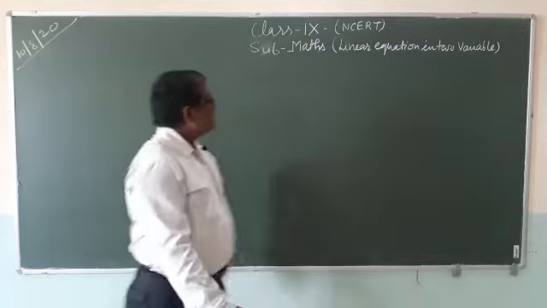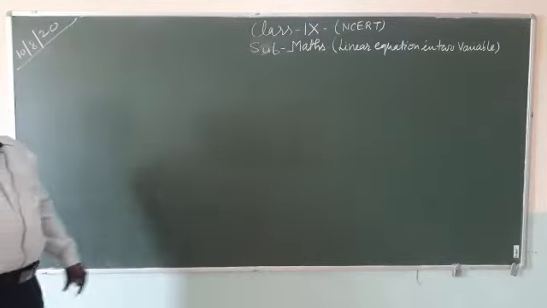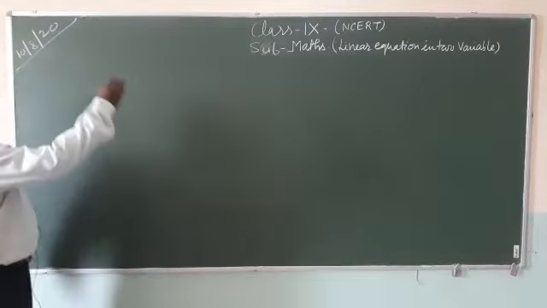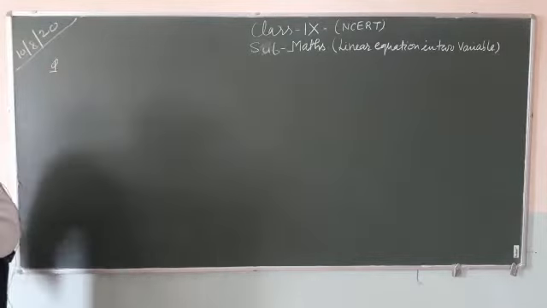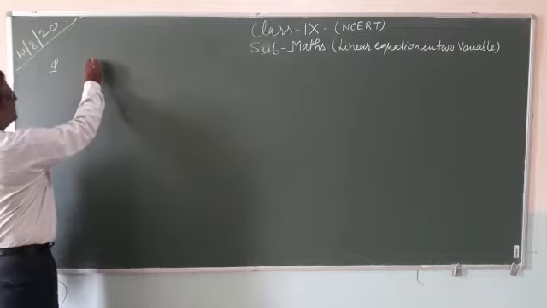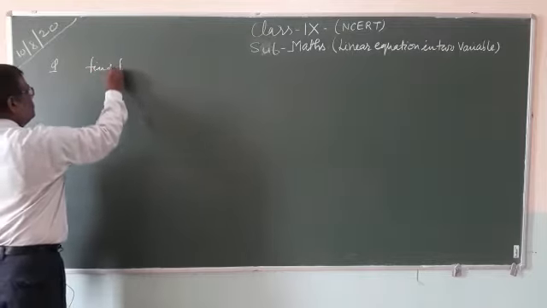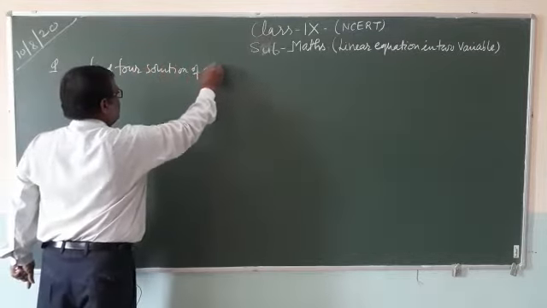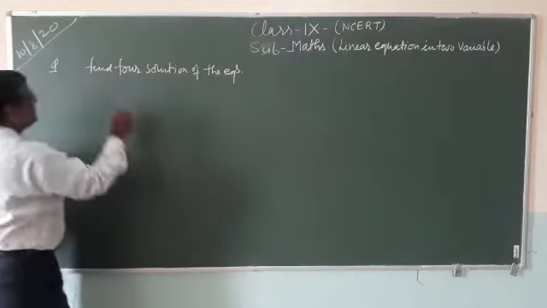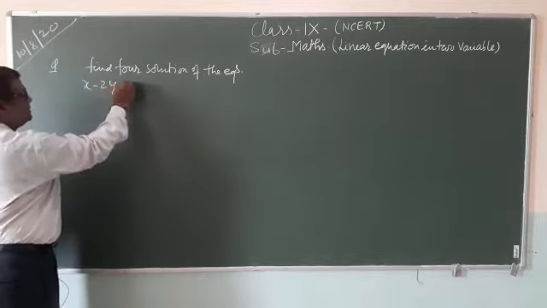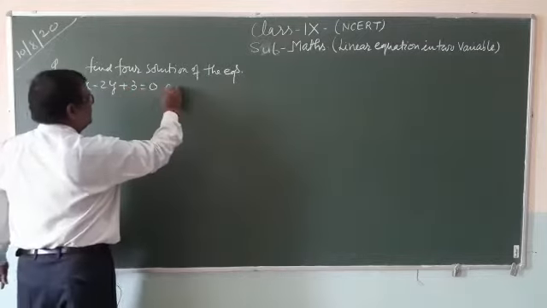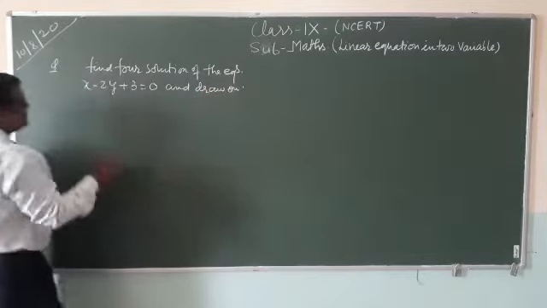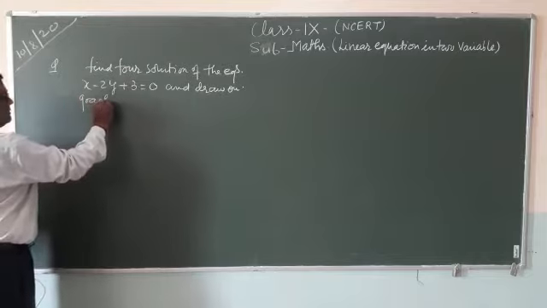Now we will tell you how we have to draw the graph of any linear equation in two variables. Suppose the question is: find 4 solutions of the equation x minus 2y plus 3 is equal to 0 and draw the graph on graph paper.